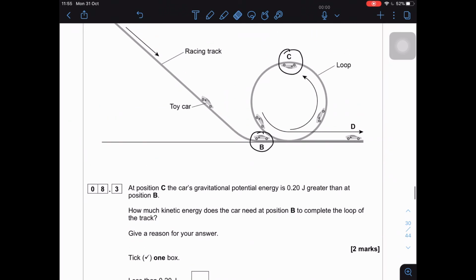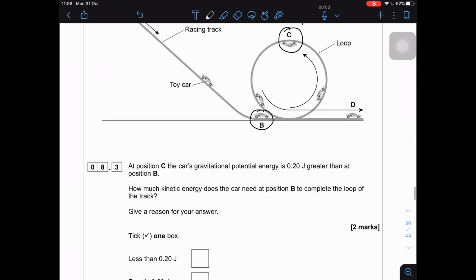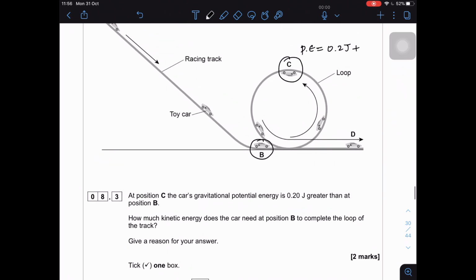So essentially this car is going from B to C. It's going through a loop. At C, its potential energy is 0.2 joules greater. Okay, so how much kinetic energy? Remember, it's kinetic energy here because there is no gravity acting on it. All right, there's gravity acting on it. That's why we have potential energy here, and here it's kinetic energy because it's moving, right?